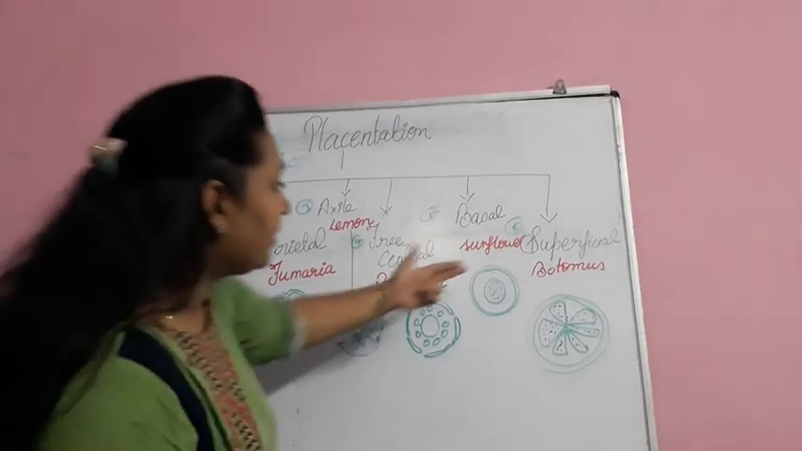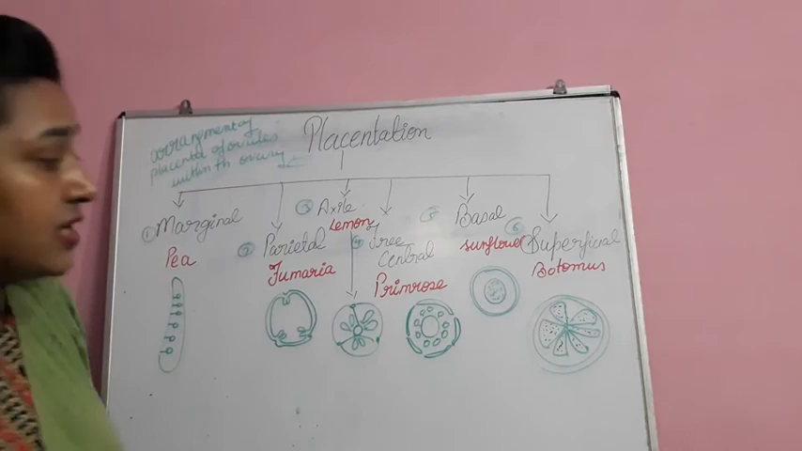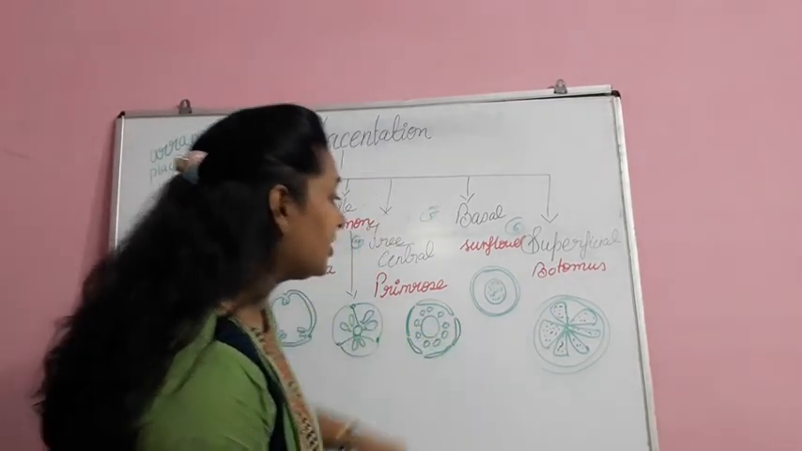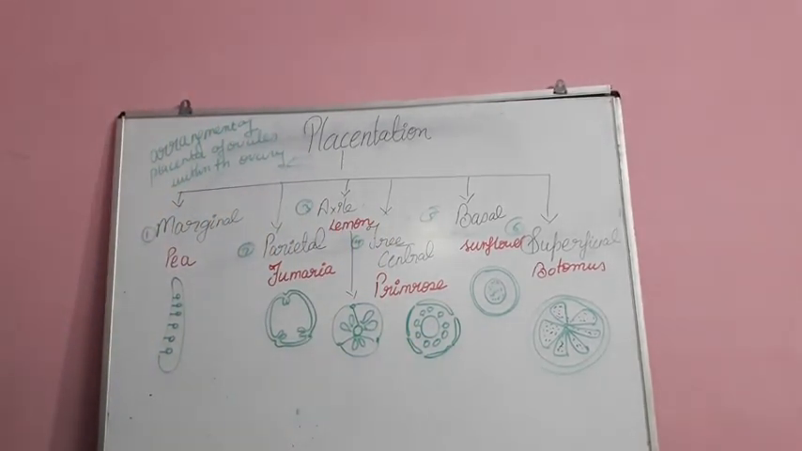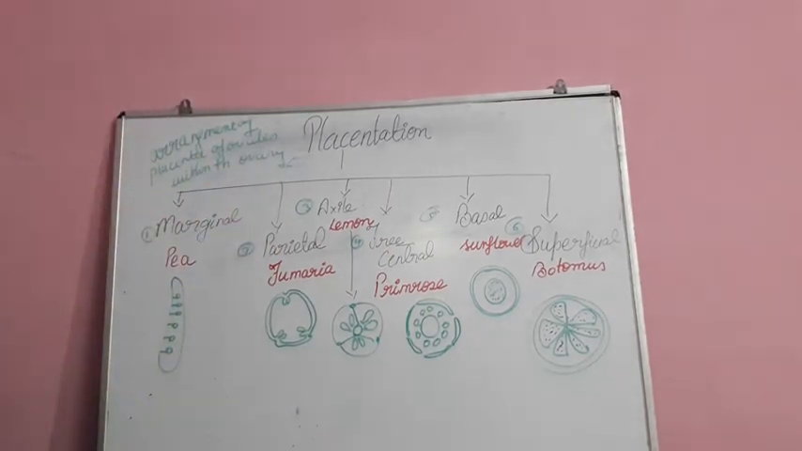Next we have the superficial, which you can see in water lily, and you can see this kind of arrangement in them. What happens in the superficial one? The ovary is multilocular and the placenta develops all around the inner surface of the partitions of the wall. So inside all these wall partitions you can see the development of the ovules. So this is about placentation.